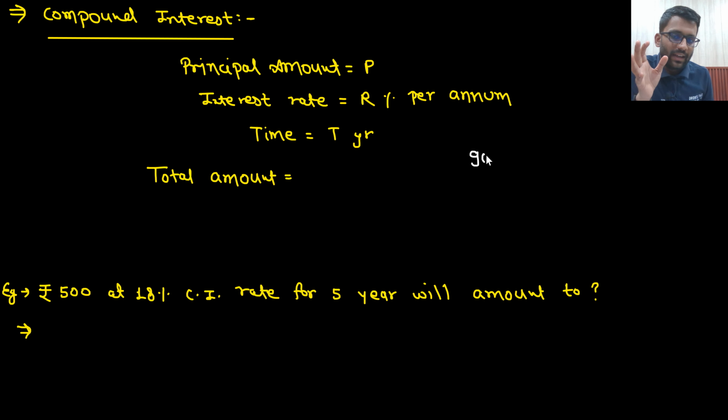Let's just say initially I had 900 rupees. Again I am taking the example of 900 rupees and my interest rate is 10%. So next year how much you will pay? 900 into 1 plus 10 by 100.